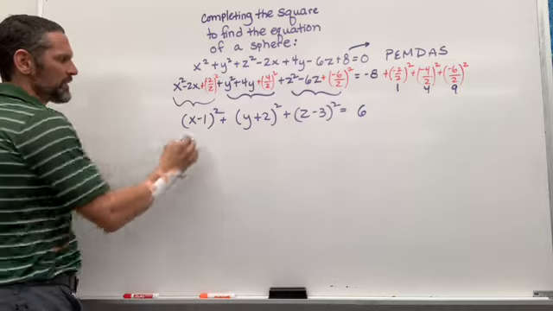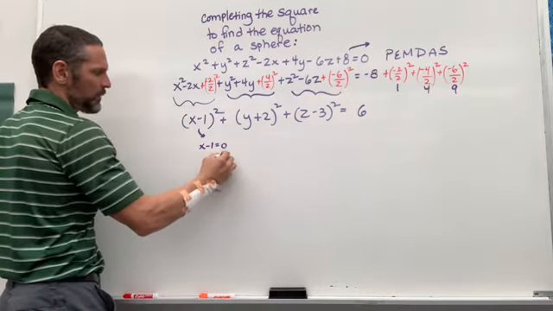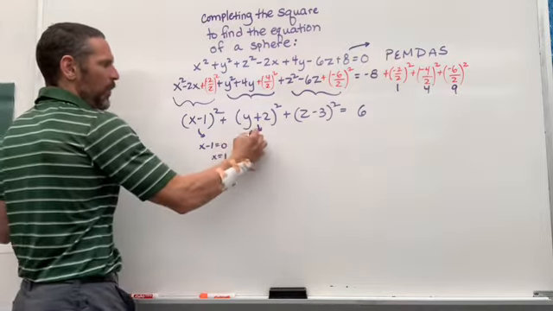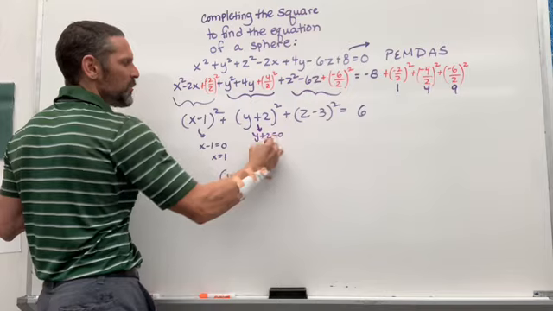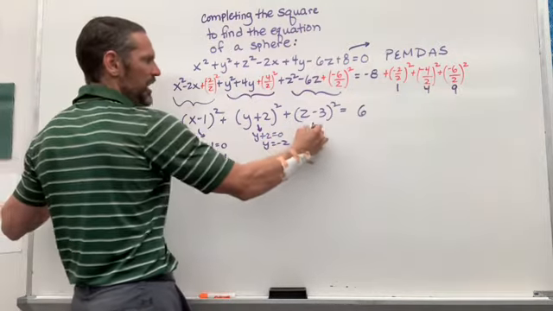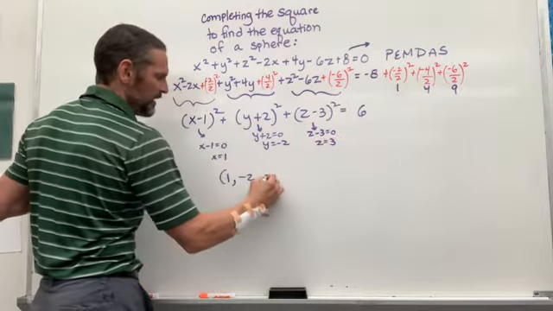So how do I find the center? This is my little trick. X minus 1 equals 0, so x equals 1. That's the H, 1. Y plus 2 equals 0, so y equals -2. That's my K, -2. And J will be z minus 3 equals 0, z equals 3, 3.